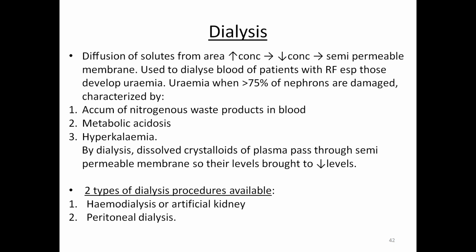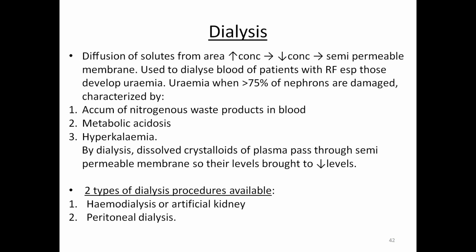When does uremia develop? When more than 75% of nephrons are damaged. It is characterized by accumulation of nitrogenous waste products in blood, metabolic acidosis, and hyperkalemia. In fact, uremic coma is the terminal event in a chronic renal failure case, and it's attributed chiefly to acidosis and hyperkalemia. Accumulation of nitrogenous waste products contributes relatively less to the loss of consciousness in a case of uremic coma.